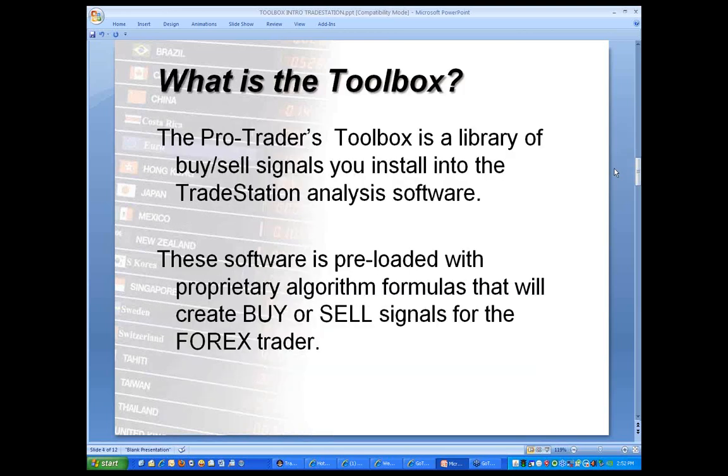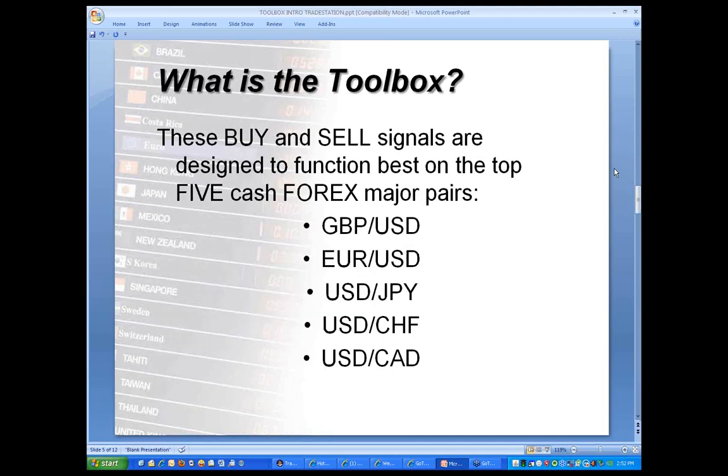What is the Toolbox? It's a library of buy and sell signals you install into the TradeStation analysis software. The software is preloaded with proprietary algorithm formulas that will create buy or sell signals for the Forex trader. The buy and sell signals are designed to function best on the top 5 cash Forex major pairs. So against the dollar, we'd be looking at pounds, euro, yen, Swiss, and Canadian dollar.